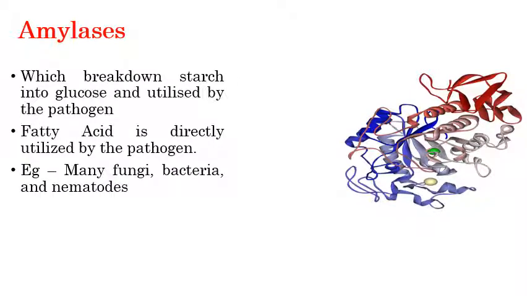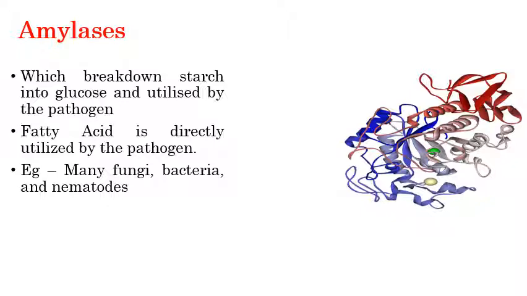Then the next one is amylases. These amylases break down starch into glucose, which is utilized by the plant pathogens. This is a molecule that can be directly utilized by the pathogens. So why is the plant pathogen producing different types of enzymes? To get energy. For causing infection or the pathogenesis process, the pathogen has to establish itself, so it requires energy molecules.